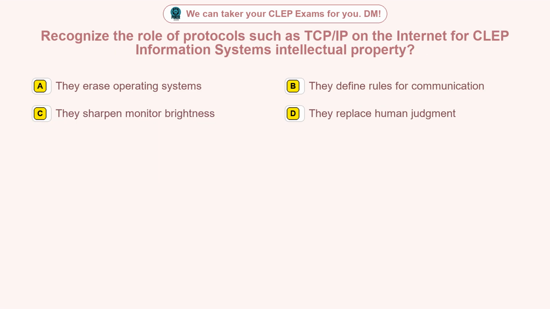Question 29. Recognize the role of protocols such as TCP/IP on the Internet for CLEP Information Systems intellectual property. Option A. They erase operating systems. Option B. They define rules for communication. Option C. They sharpen monitor brightness. Option D. They replace human judgment. The correct answer is option B. They define rules for communication.